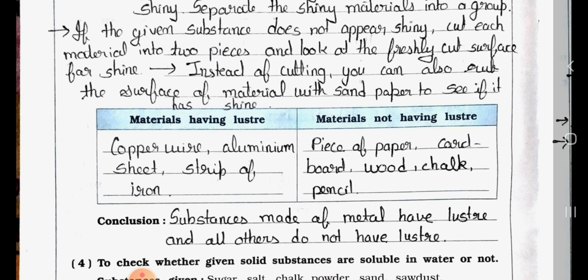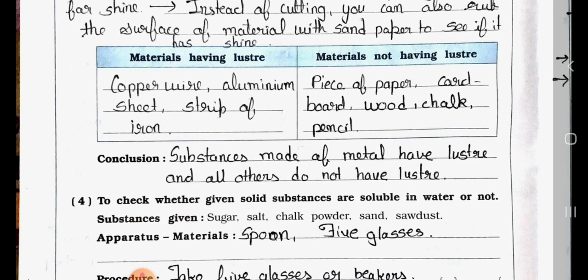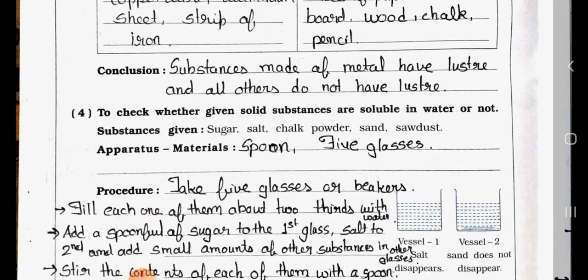And materials not having luster are piece of paper, cardboard, wood, chalk and a pencil. Now the conclusion is that substances made of metal have a luster and all others do not have a luster. Now see the number 4.